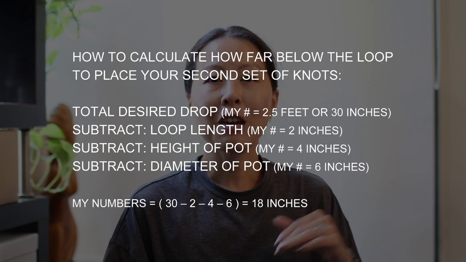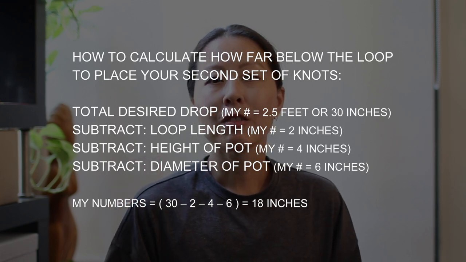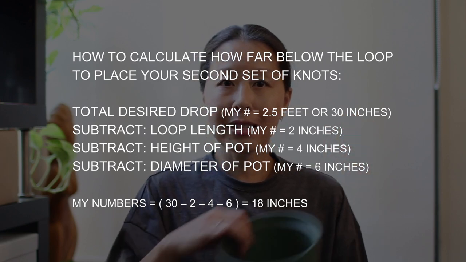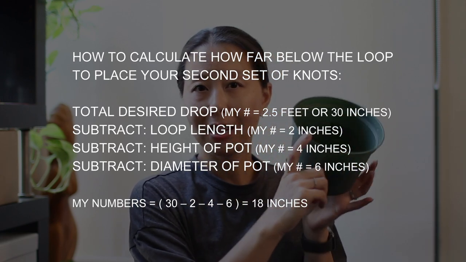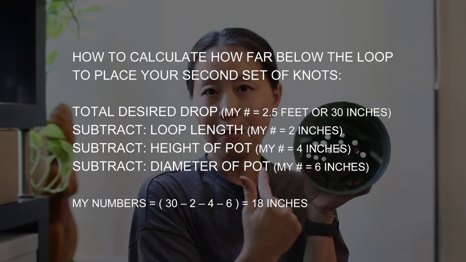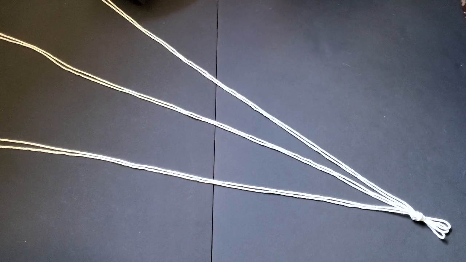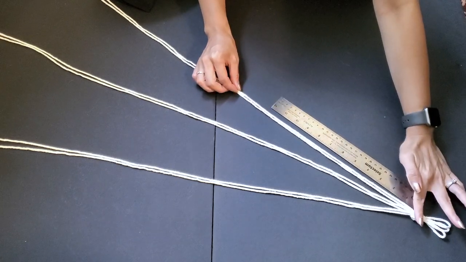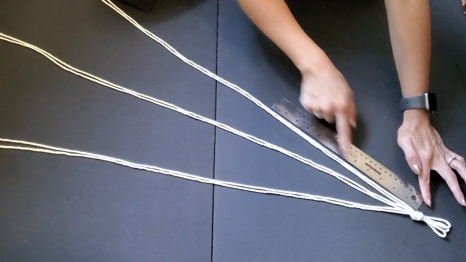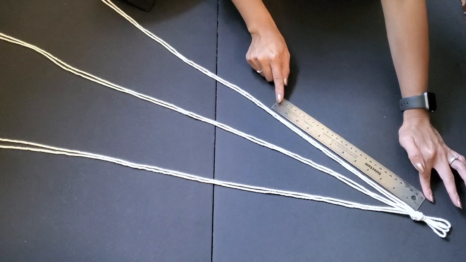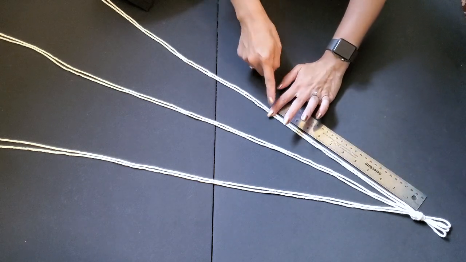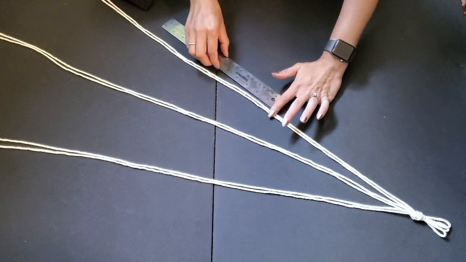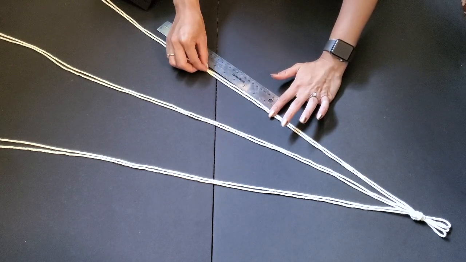Once again, I've taken my desired drop length, I've subtracted how long my loop is, I've subtracted the height of my pot, as well as the diameter of my pot. I'm gonna take the same 12-inch ruler and I'm gonna place it along my macrame cord, the first pair of strands here. Because my ruler is 12 inches long, I'm just gonna take my finger as a marker, slide the ruler down, and measure out another 6 inches, which would be right here.